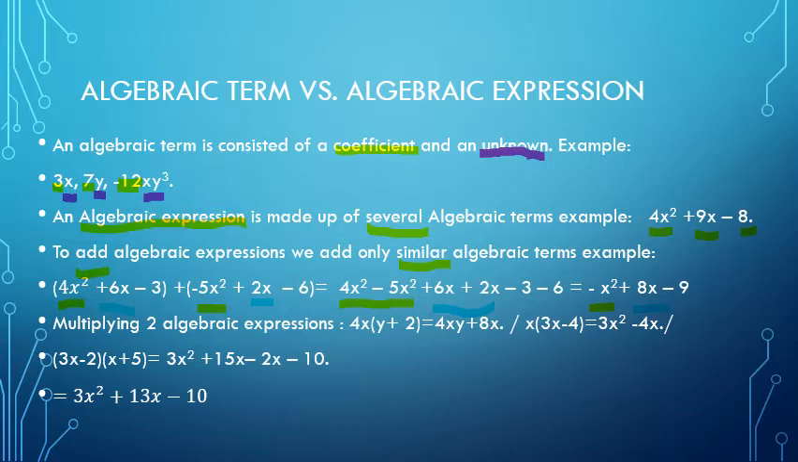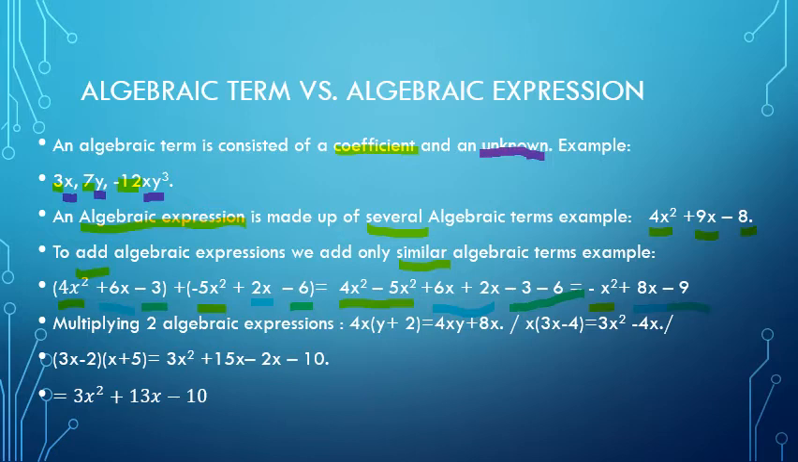The last term, which is minus 3, okay, with minus 6, this is the third term. They are similar terms. We add them together, minus 3 minus 6, and their answer will be minus 9.